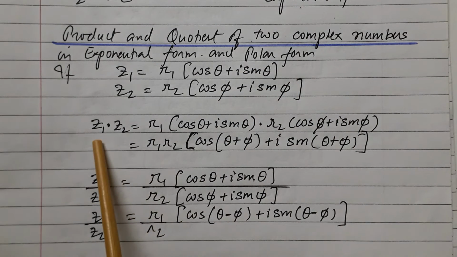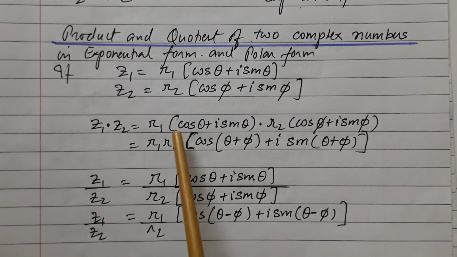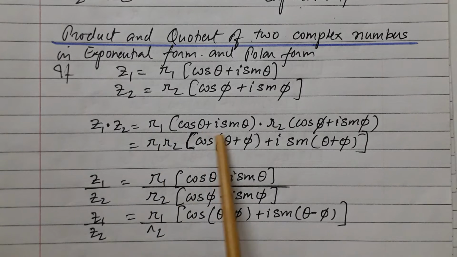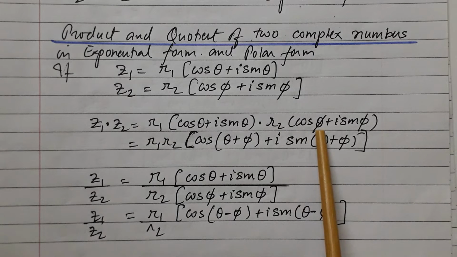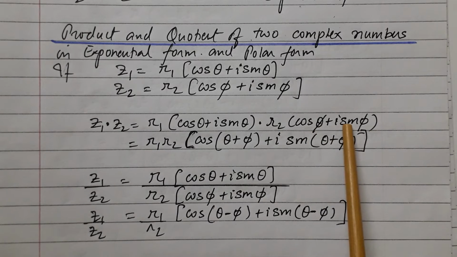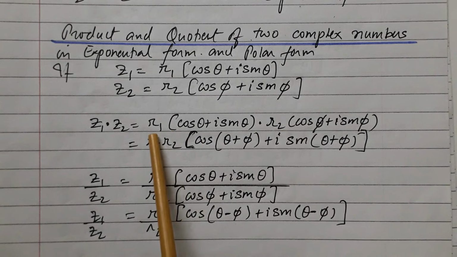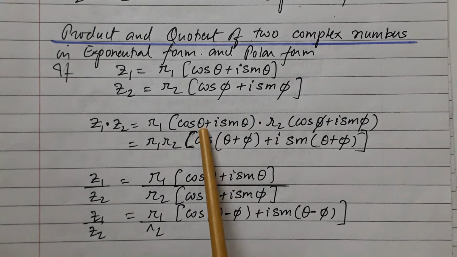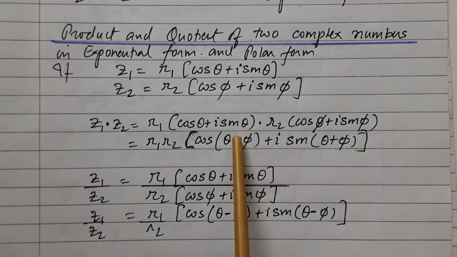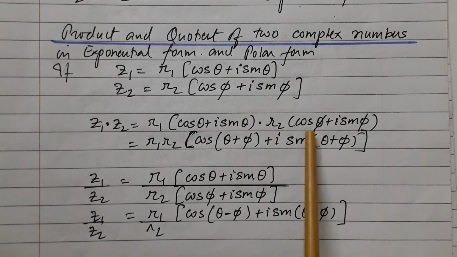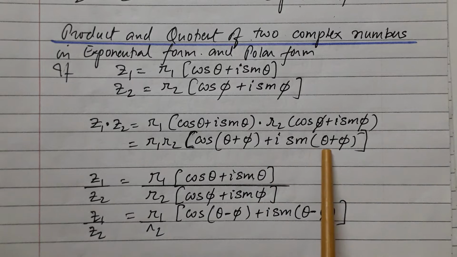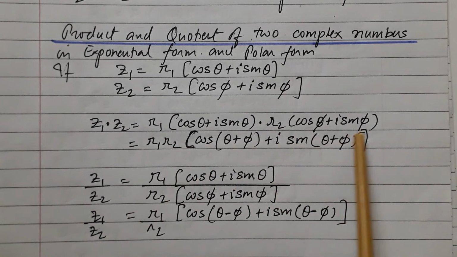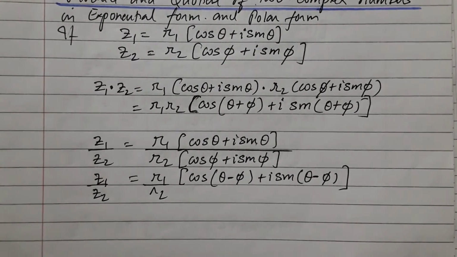So we are taking the product now, z1 into z2, that is r1 (cos theta plus i sin theta) into r2 (cos phi plus i sin phi), that is the second number. Now just take the product of r1, r2 and just add the arguments. So the arguments will just get added: cos (theta plus phi) plus i sin (theta plus phi). That is the product.